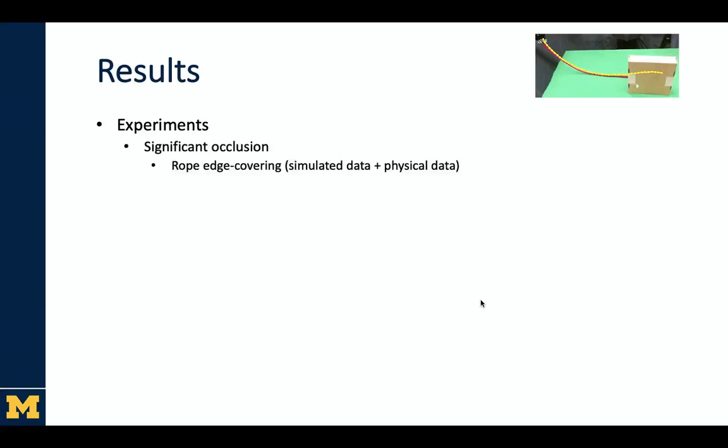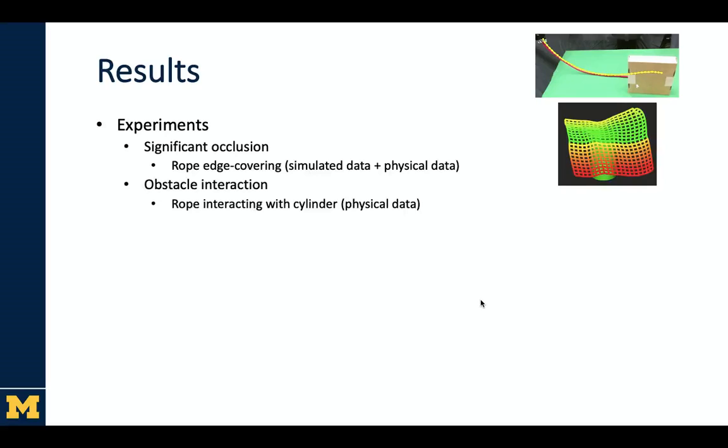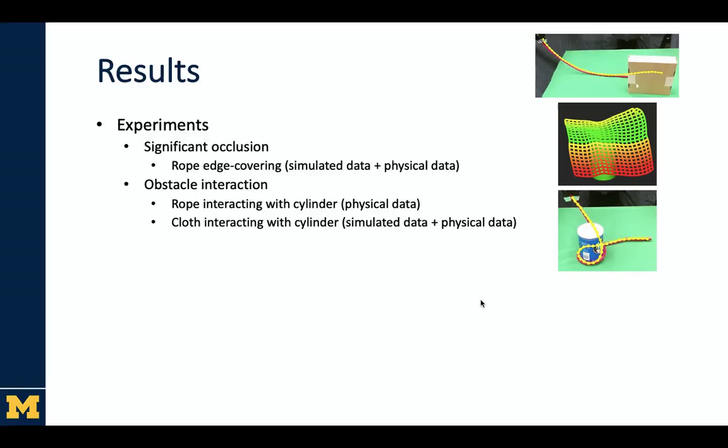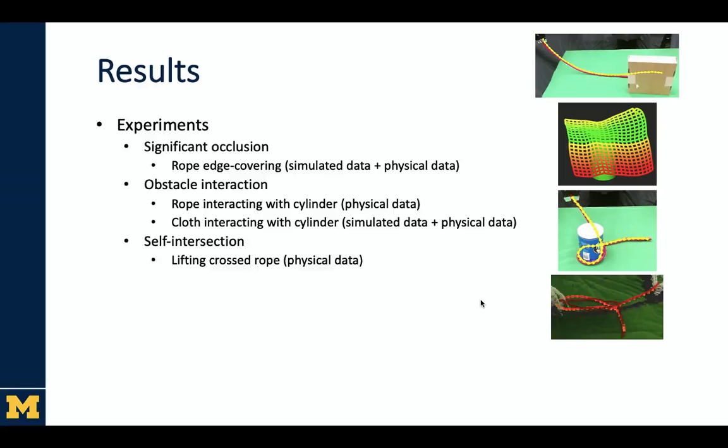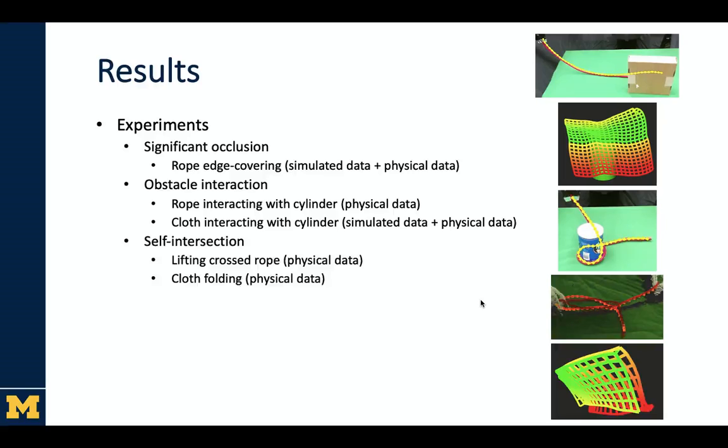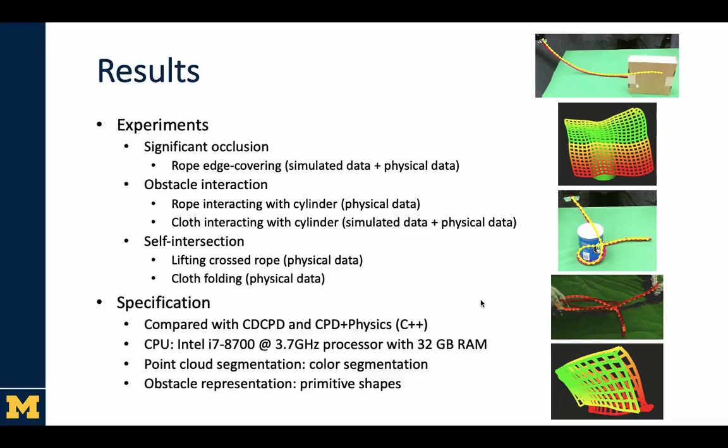To evaluate our performance on significant occlusions, we tested rope edge covering, where one edge of the rope will be covered by the obstacle, as you can see in the first image on the right. For obstacle interaction, we tested rope interaction and cloth interaction, as you can see from the right two images. For self-intersection, we tested lifting crossed rope and cloth folding, as shown in the right two images. And here are the specific parameters when running experiments. Note that we choose color segmentation and primitive shapes for simplicity.